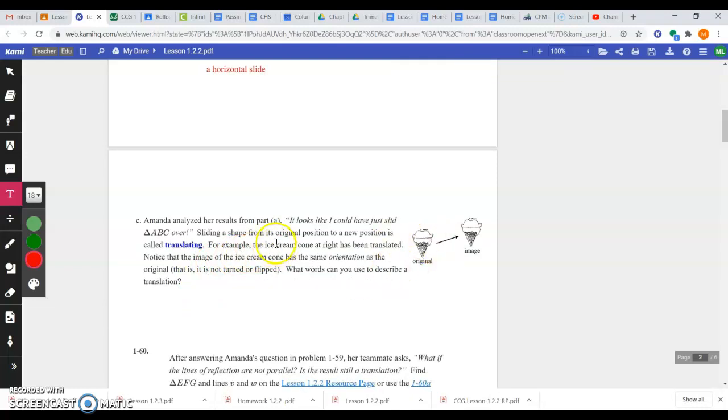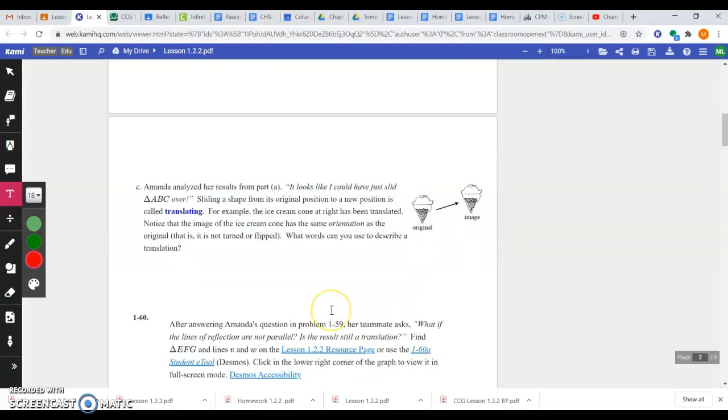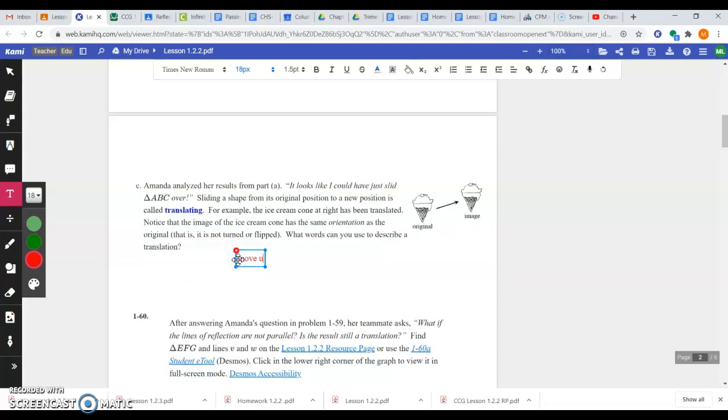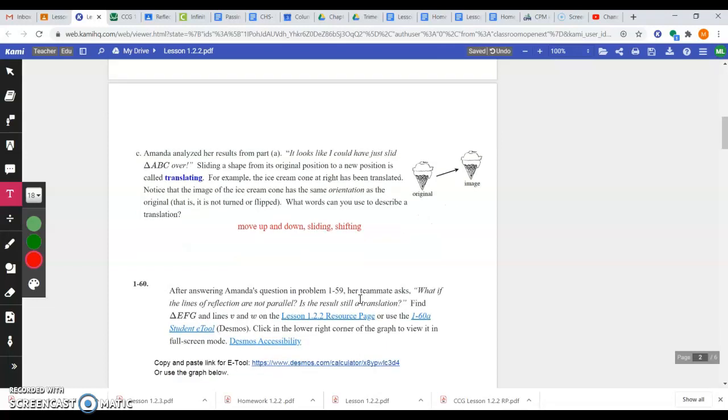Okay, so another example would be what they have over here to the right. There's the original picture, there's the final picture, and it just was slid. Nothing else changed. That is a translation. So what other words could you use to describe it? You could just say move up and down. You could say sliding. You could say shifting. Anything where the image stays the same, it just looks like it was slid around.